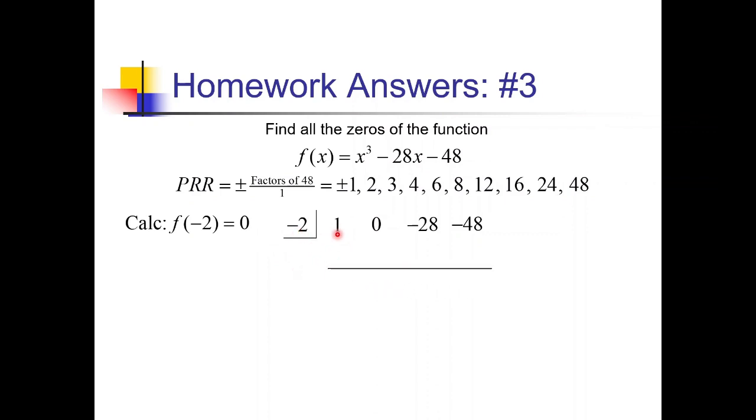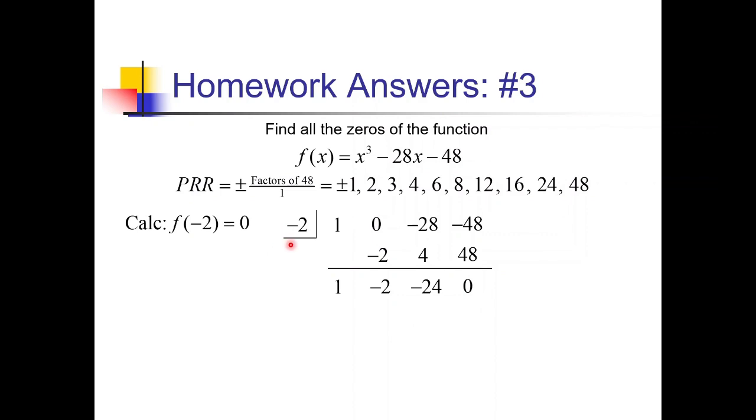Let's bring down that first coefficient of 1. Negative 2 times 1 is negative 2. 0 plus that is still negative 2. Negative 2 times negative 2 is 4. Plus negative 28 gives us negative 24. Times negative 2 is going to be 48, and then plus negative 48 gives us 0.